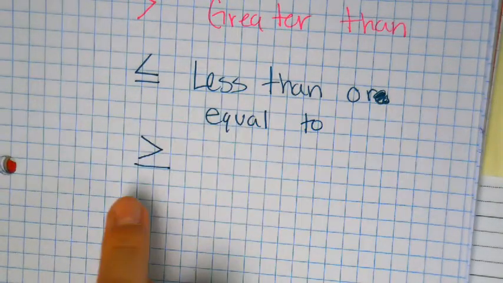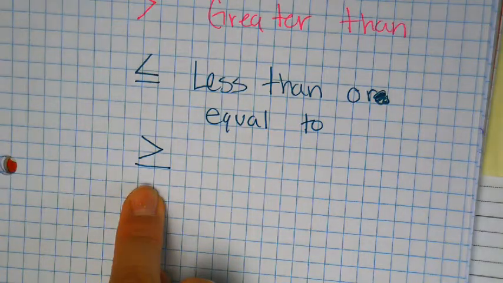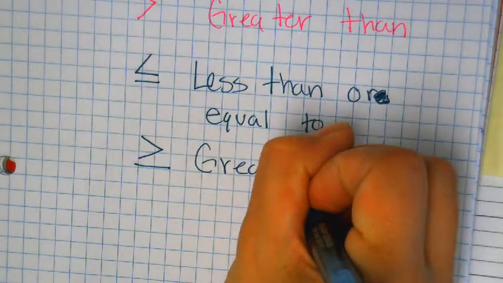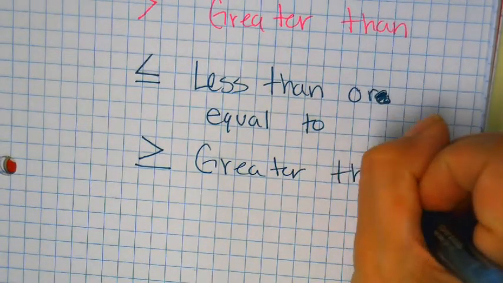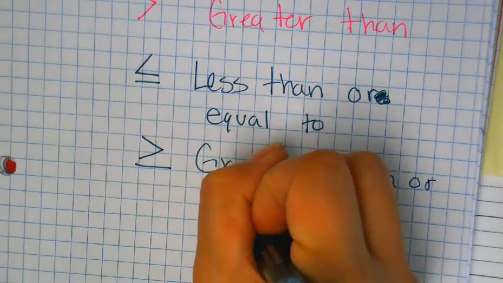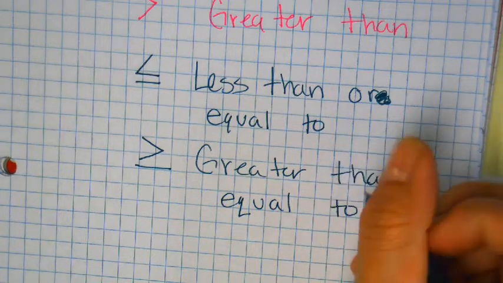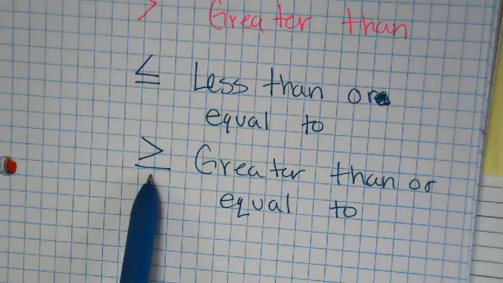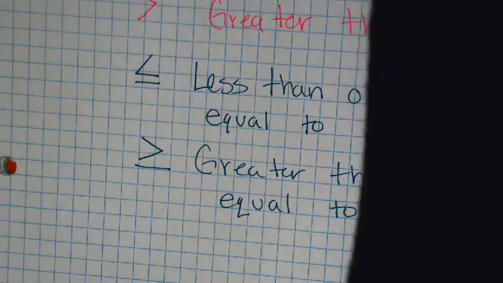So this one is called what? Greater than, or equal to. Greater than symbol is here, and then the extra little line at the bottom is your equal to symbol. So greater than or equal to.